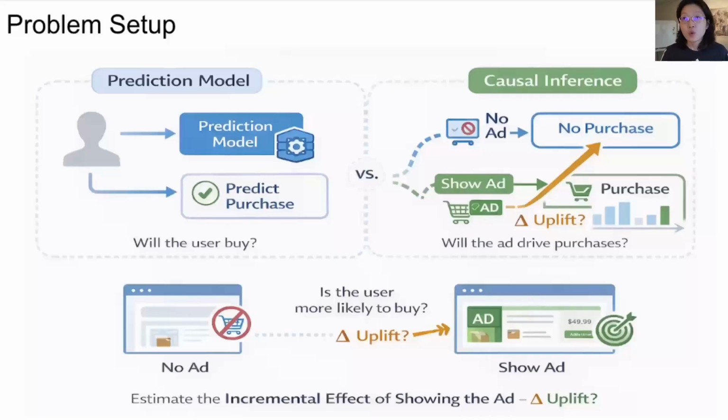First of all, what is an uplift model? What is causal inference? The difference is that, compared to a prediction model that usually just predicts response, causal inference will predict the uplift effect.